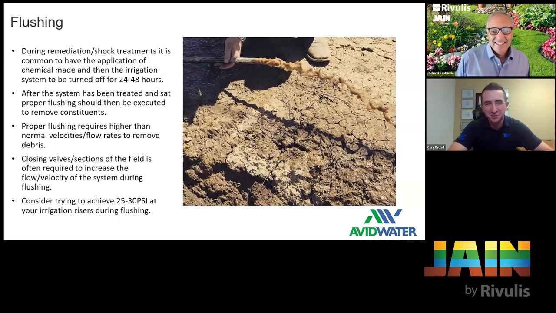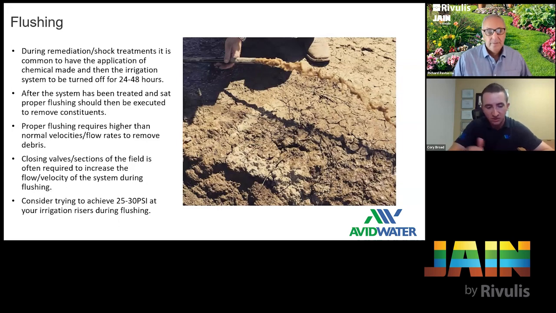During remediation or shock treatment, it's common to have an application of chemical made, and then the irrigation system to be turned off for 24 to 48 hours, at least per recommendation. And that's to allow the chemistry to continue to work, while also not pushing it directly into the soil or even out of the irrigation system. After the system's been treated and sat, you need to again flush to remove those constituents. That means you need a higher than normal velocity.